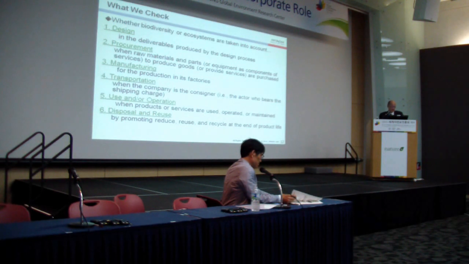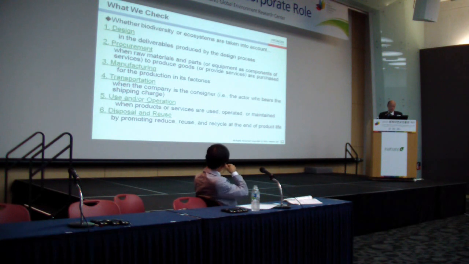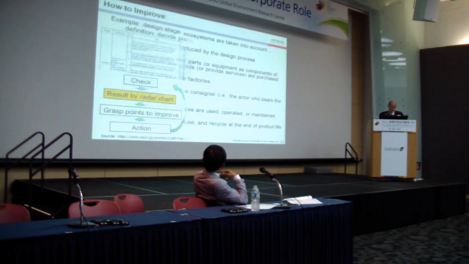What we can check: in the design, we check the deliverables produced by the design process, the output of design. In procurement, the raw materials and parts used in the procured goods, and manufacturing and production itself, and transportation, and operation, which is service or maintenance, and disposal, of course, the use and recycle.